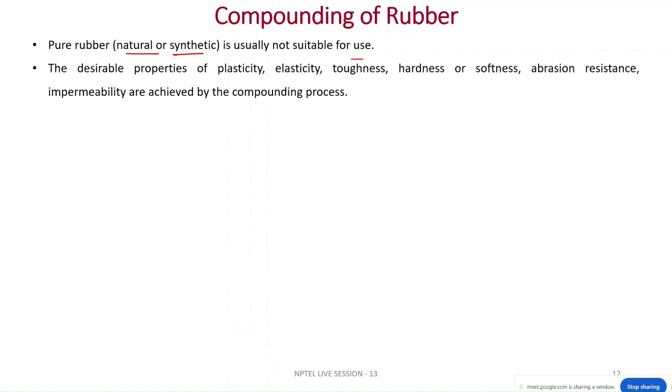We are discussing the compounding of rubber. Pure rubber, which is natural or synthetic, is not suitable for use. It should be compounded before further use for making other products. Desirable properties such as plasticity, elasticity, toughness, roughness, hardness, softness, abrasion resistance, impermeability, those kinds of extra characteristics can be achieved by the compounding process.